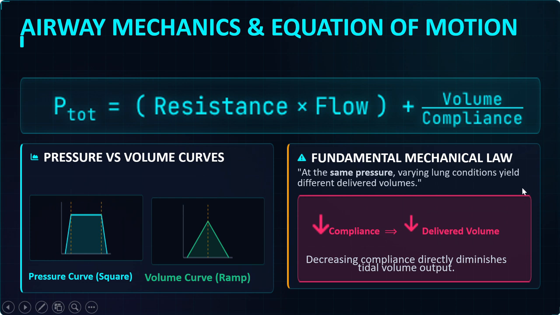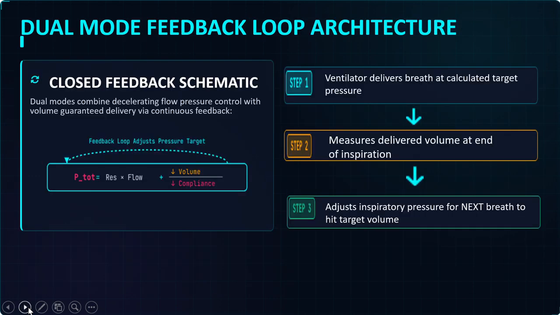Fundamental mechanical law: at the same pressure, varying the lung condition yields different delivered volume. It means if compliance decreases, the delivered volume decreases. Decreasing compliance directly affects the tidal volume. So in the dual mode, we are using feedback. It means closed feedback. Dual mode combines decelerating flow pressure control with volume-guaranteed delivery via continuous feedback.